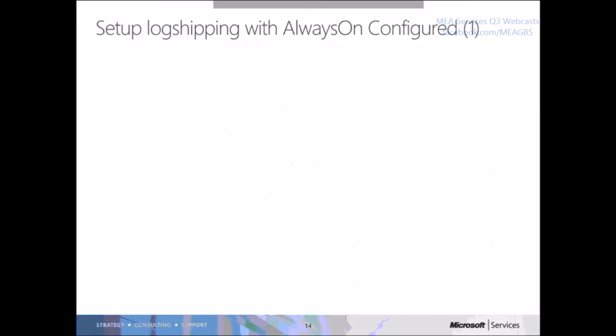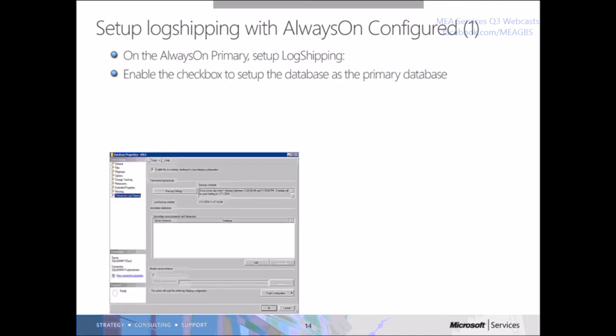Now we will actually look at the steps that we need to do in order to configure log shipping on a SQL Server database that is already part of an AlwaysOn group. So first thing is, on the AlwaysOn primary server, we need to set up the log shipping. In order to do that, we go to the properties of the database, and on the left hand side, of course, we select the transaction log shipping tab, and then we enable the check mark that says enable this as the primary database in the log shipping configuration.